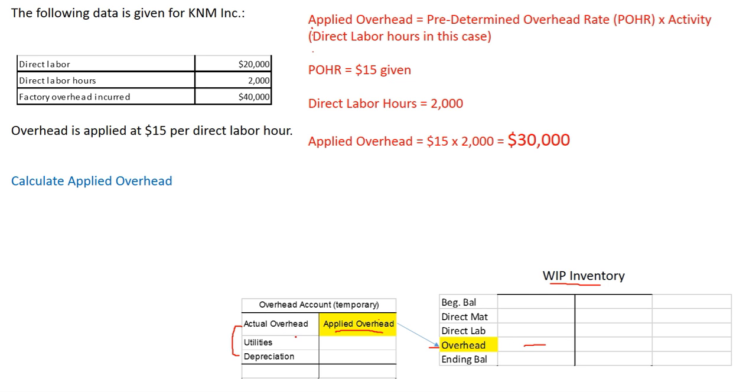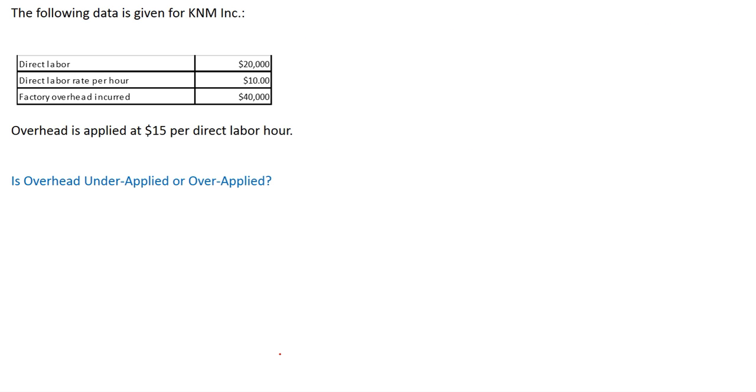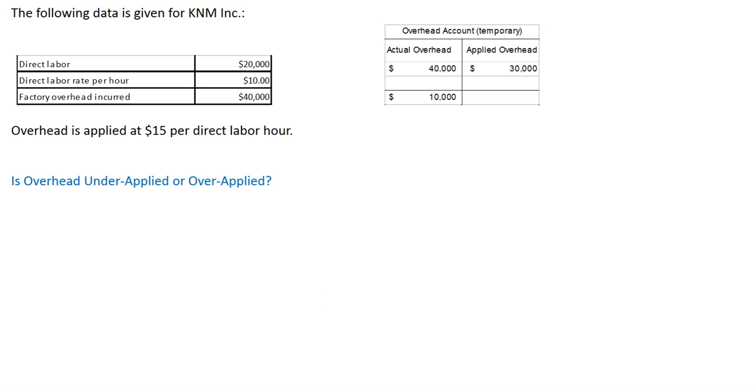And then as the actuals come in, we are going to accumulate them on the debit side of the temporary account. Now, is the overhead underapplied or overapplied? If you look at it, the actual is 40,000 given right here, and the applied overhead is 30,000. Applied is obviously less than the actual overhead, and since it is in this particular case, it is underapplied, just again because the applied overhead is less than the actual.